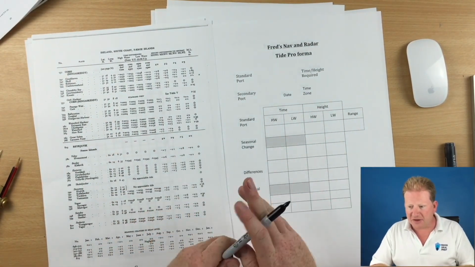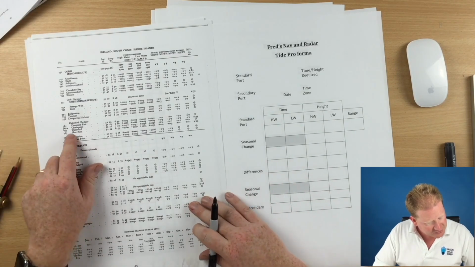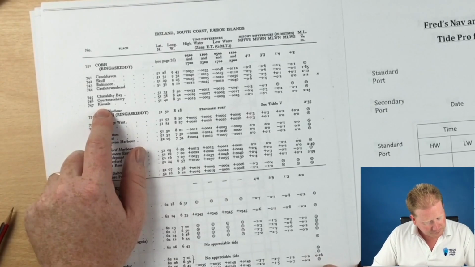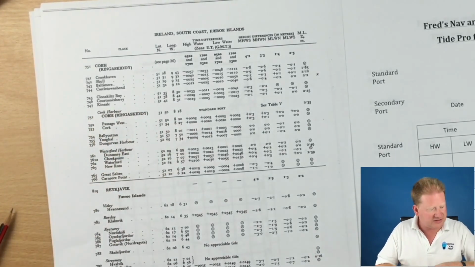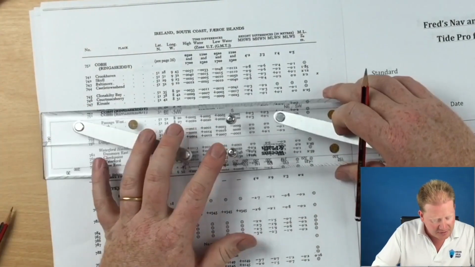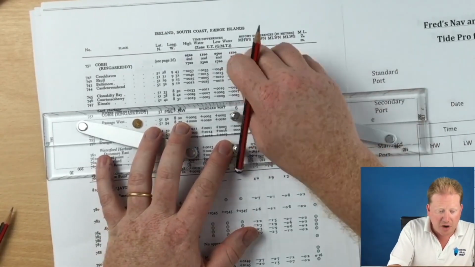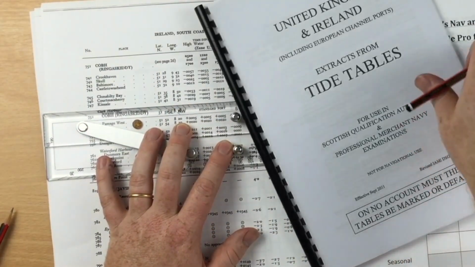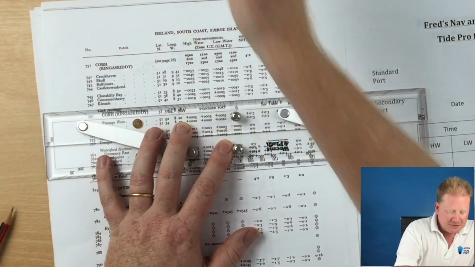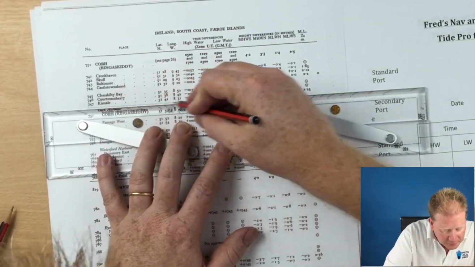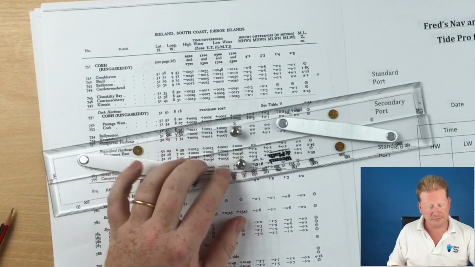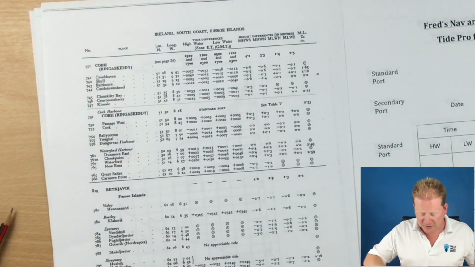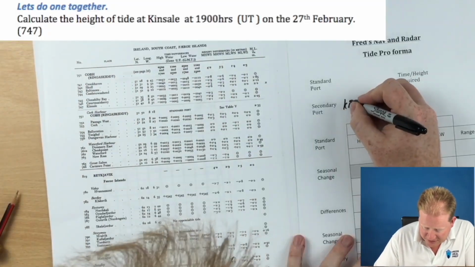We're going to find number 747. So 747 is Cansale. And the first thing I'm going to do is underline it. In your real exam, you're not allowed to mark these. On the front, it says, on no account must these tables be marked or defaced. I'm just going to do that so you can see which one I'm looking at each time. So the secondary port is Cansale.